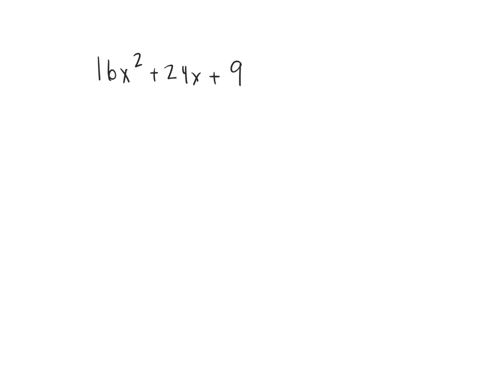All right, my next one, I look to see first, is there a greatest common factor? There is not between 16, 24, and 9. So then I am going to look and see that this is a trinomial. And this one is a trinomial where a doesn't equal 1. And I have 2 things.